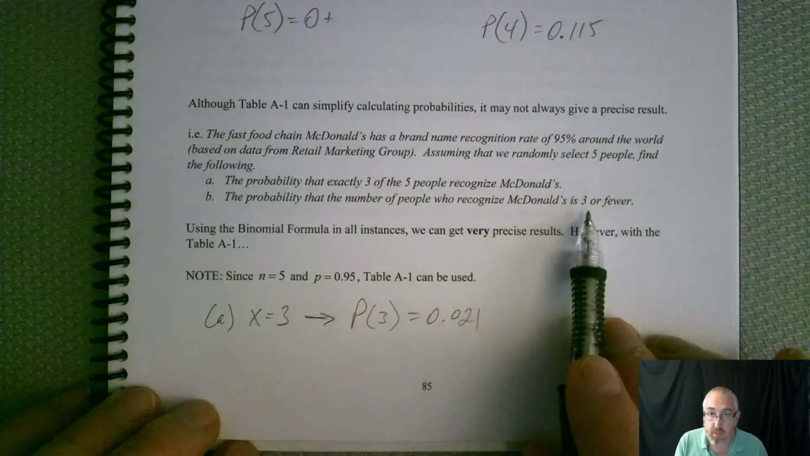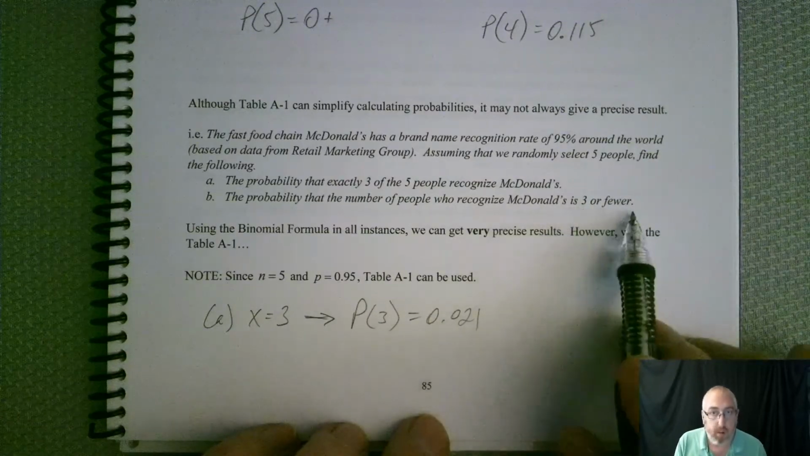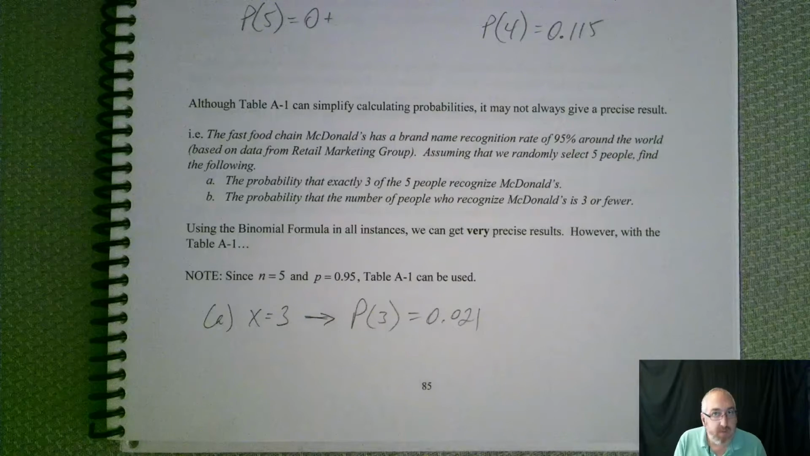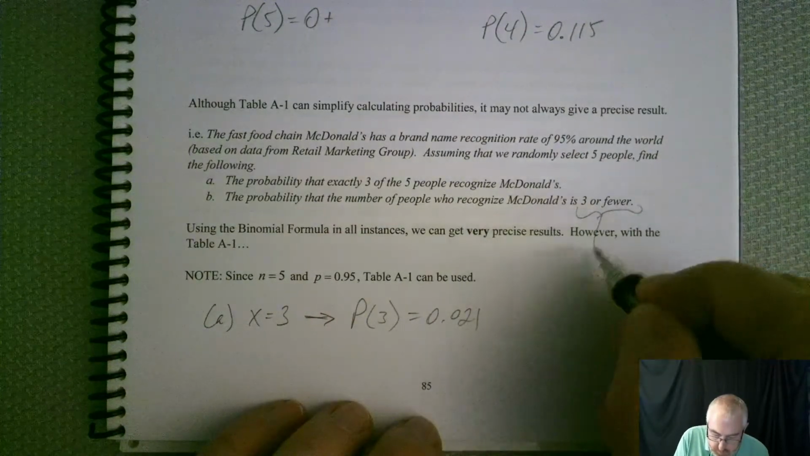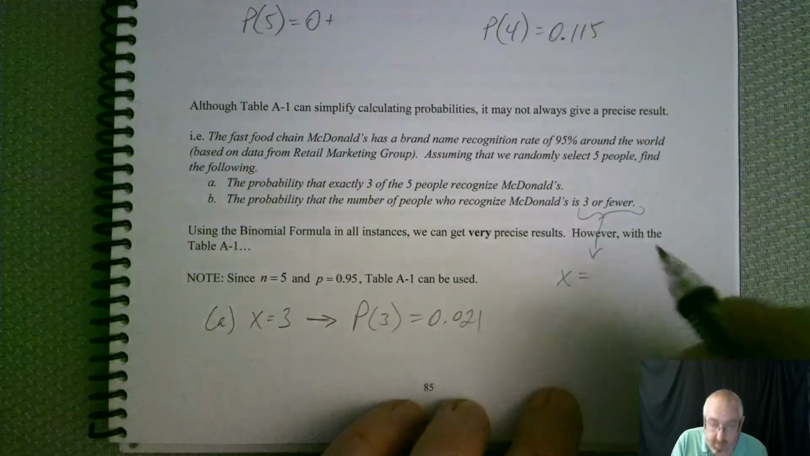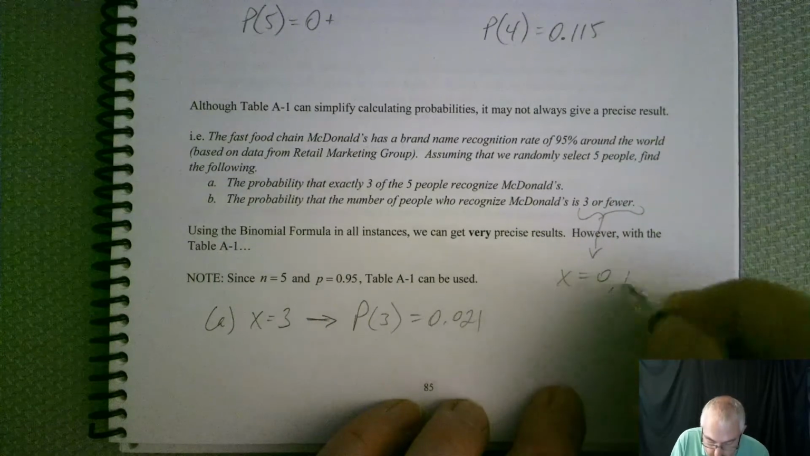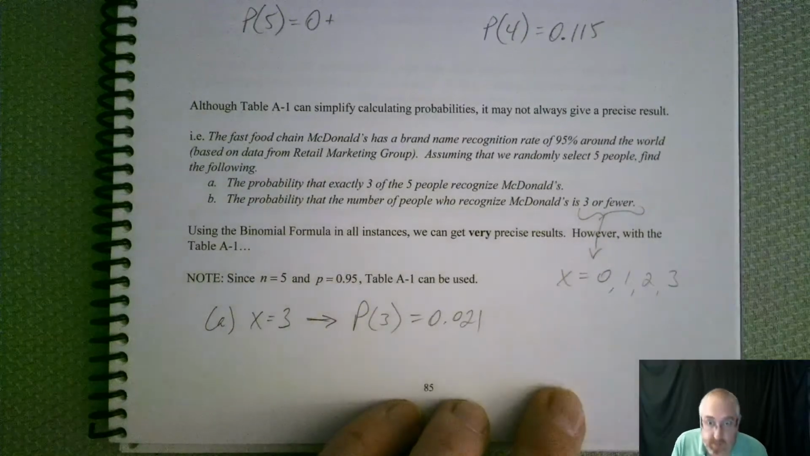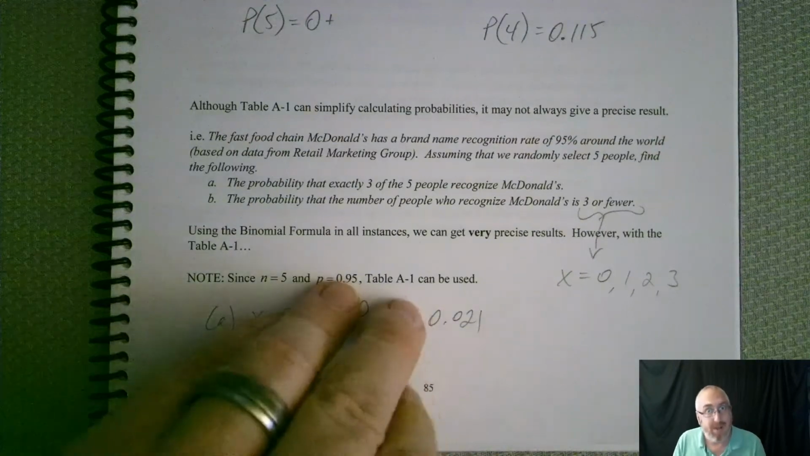All right, let's do a little bit of describing of this 3 or fewer before we jump to the last page. So 3 or fewer, what does that actually describe for specific values of X? So 3 or fewer. So that means 3, 2, 1, and 0. So all of those individual cases will contribute to that overall probability. So now let's see what we have on the next page.